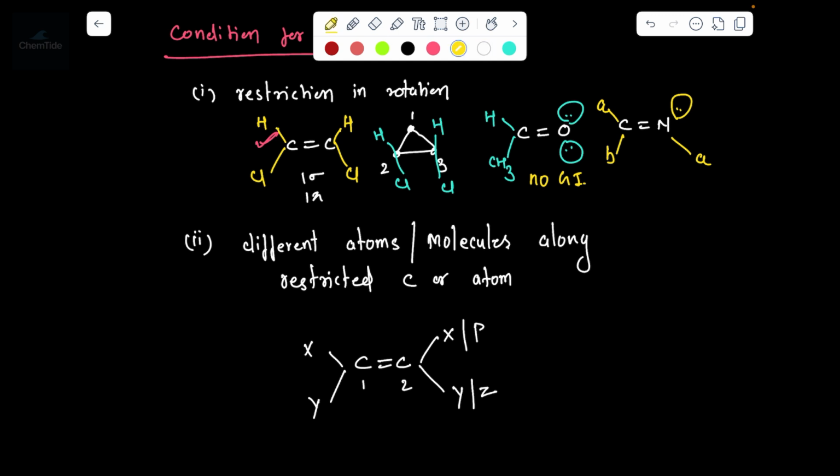For example, if I write ethene, CH2 double bond CH2, the first condition is satisfied, but the second condition fails because of the same substituent, so this does not show GI. But if I write carbon double bond carbon, with methyl group and hydrogen on each, we have different substituents with restricted rotation, so we could say GI is there. Let us now understand the nomenclature behind geometrical isomers.